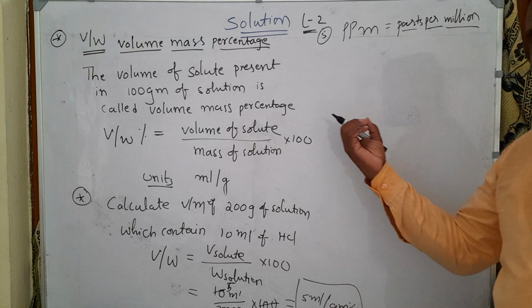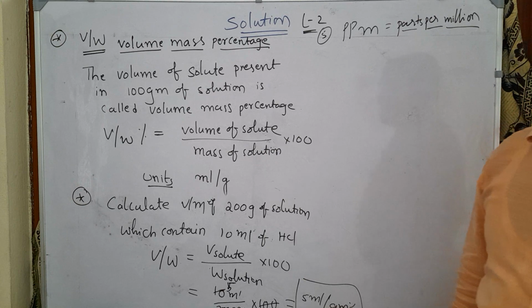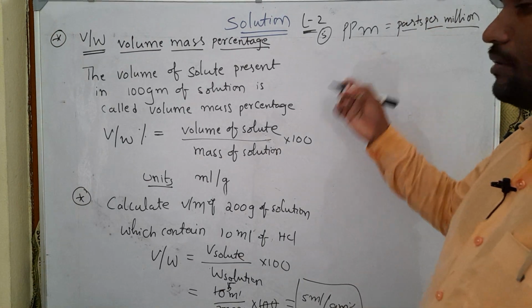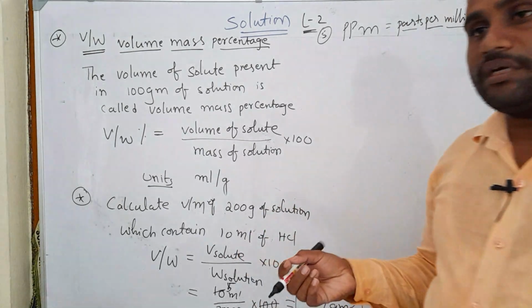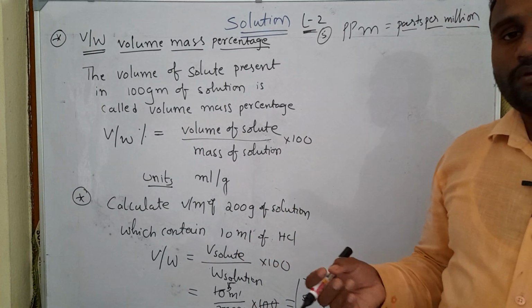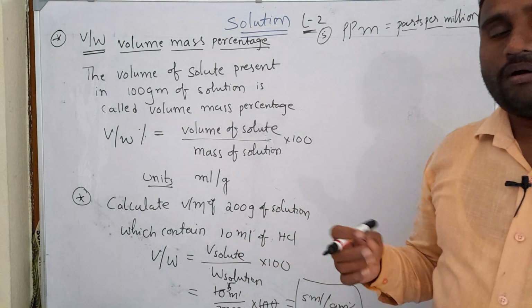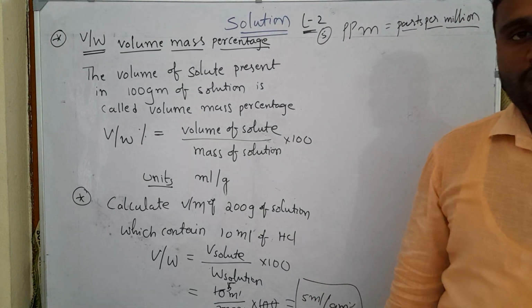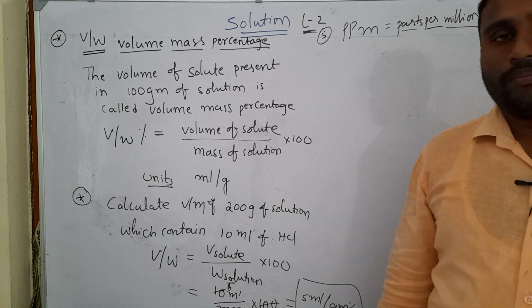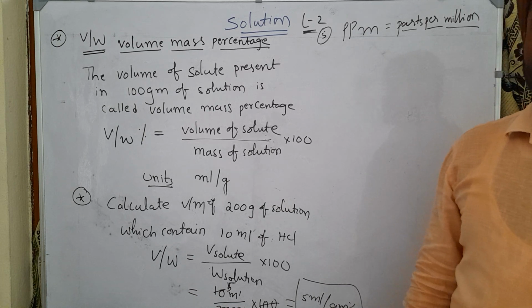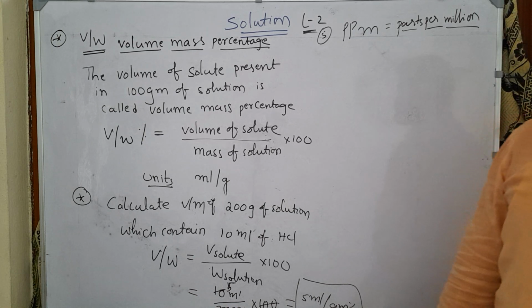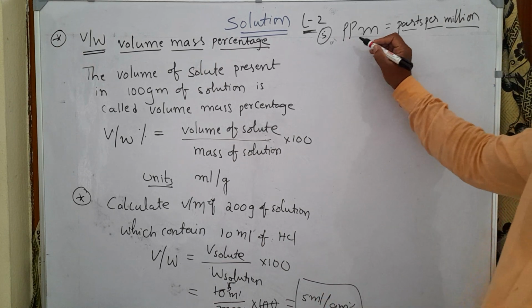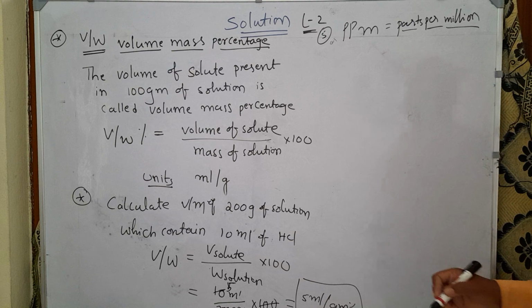Even such small trace concentrations can affect life. For example, CO is a very poisonous gas in the atmosphere. If the concentration of CO increases up to a certain ppm, it can cause the death of human beings. That's why to express such small concentrations, we use parts per million.